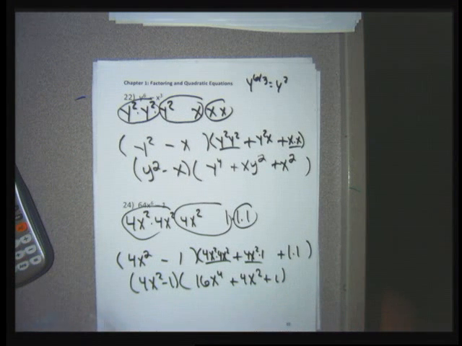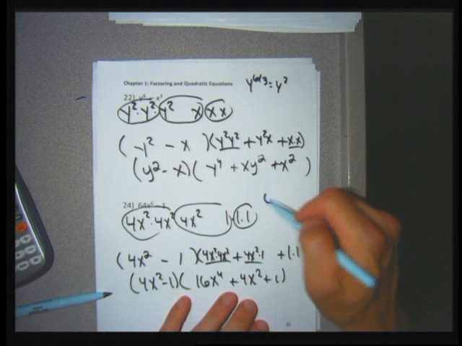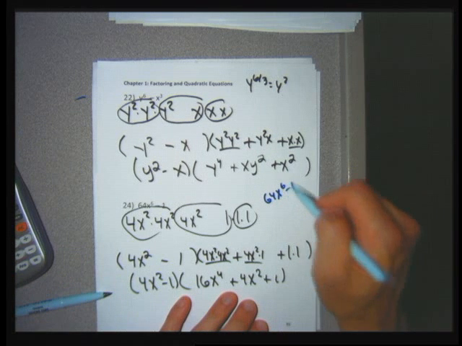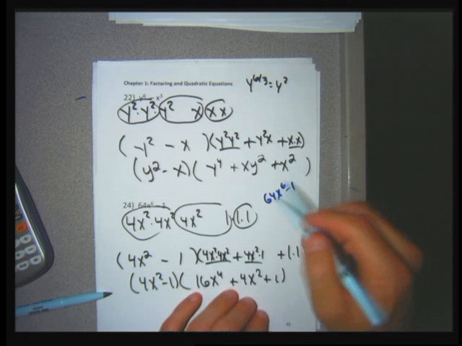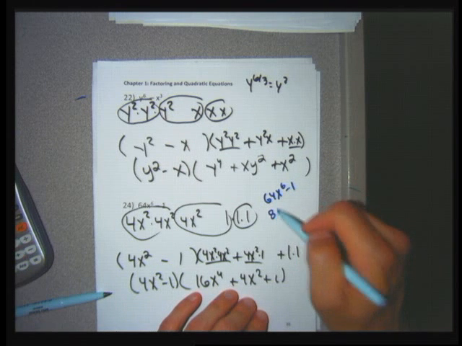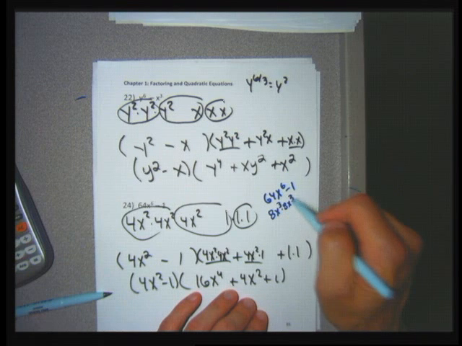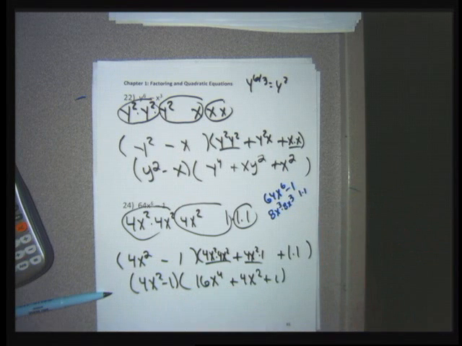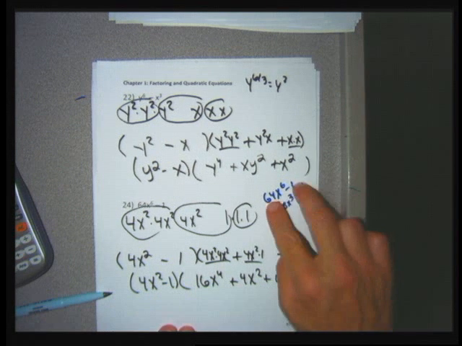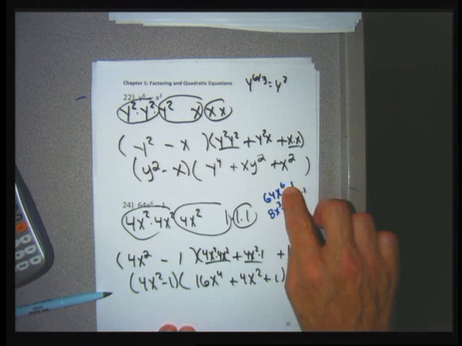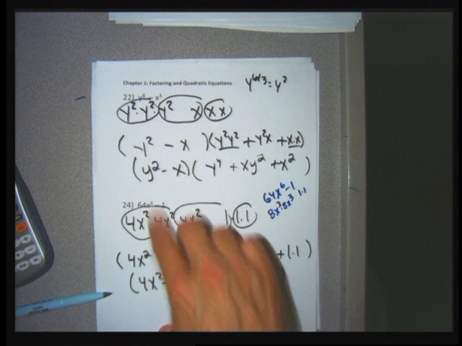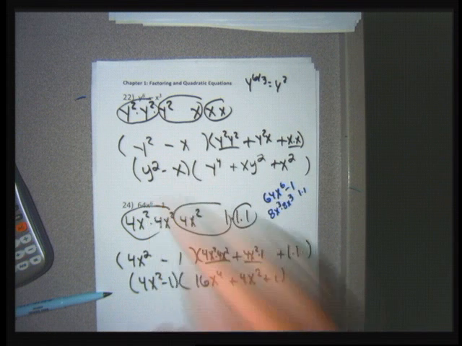If you look at this problem, 64x to the 6th minus 1, it's both a cube problem and a square problem, because it could be written as 8x cubed times 8x cubed and 1 times 1. So it's a combination. You can think of it as a square because the numbers have square roots and the exponent's a multiple of 2. You can think of it as a cube because the numbers have cube roots and they're multiples of 3.